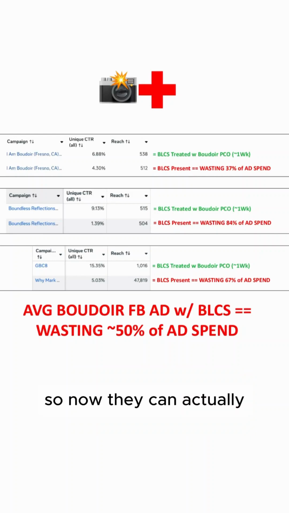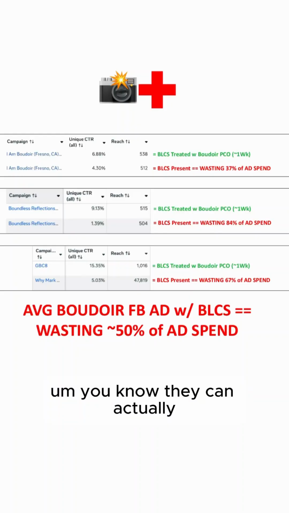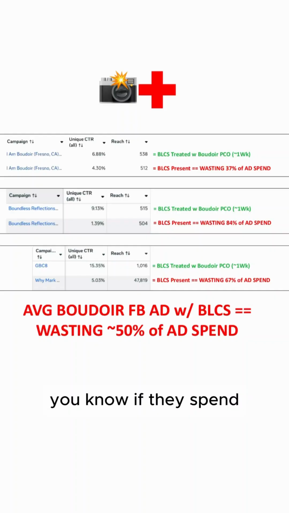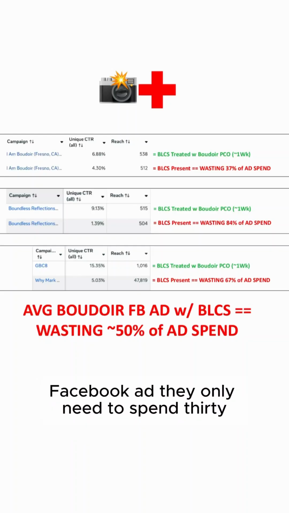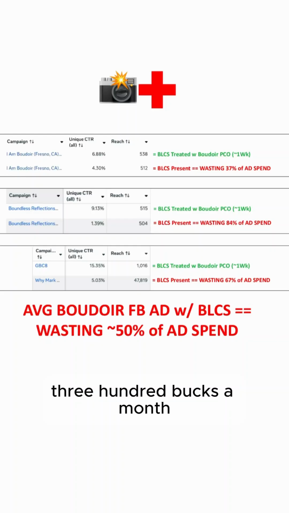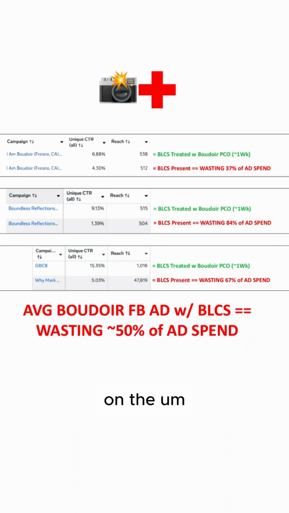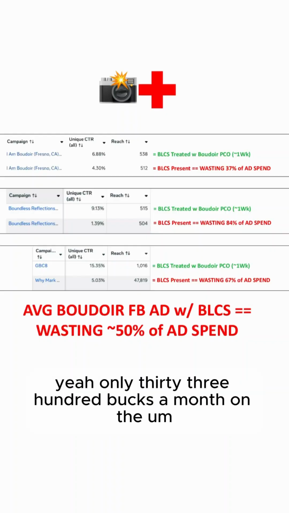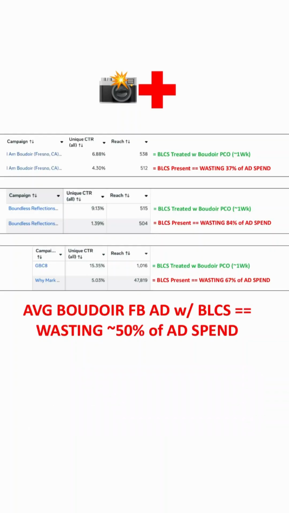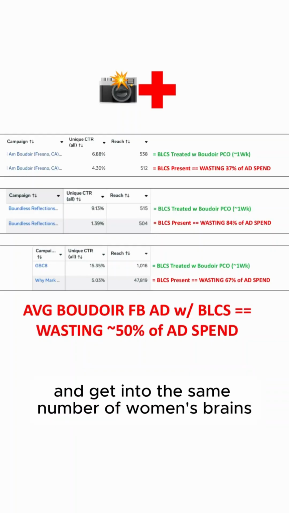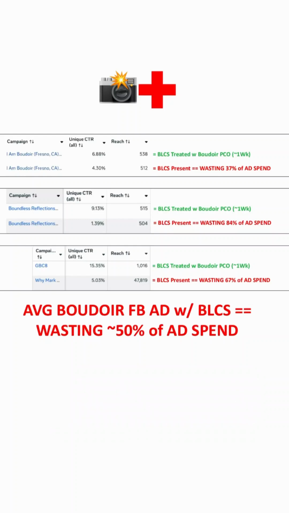So now they can actually decrease their ad spend. Like, if they spend 10 grand a month on the original Boudoir Facebook ad, they only need to spend 3,300 bucks a month on the Boudoir Pico Treat ad and get into the same number of women's brains.